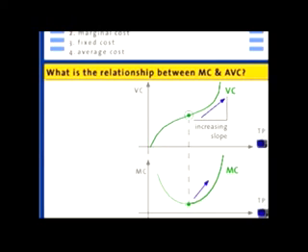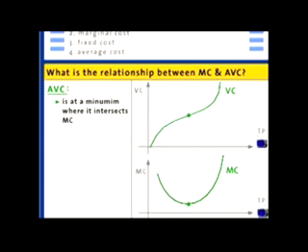Well, here's what we know about average variable cost. We know that average variable cost is going to hit a minimum point where the marginal cost curve cuts through it. Why? Because if the marginal cost is above average variable cost, it's going to be pulling it up. And if marginal cost is below average variable cost, it's going to be pulling it down. So, in that case, what we get is a curve that looks something like this.